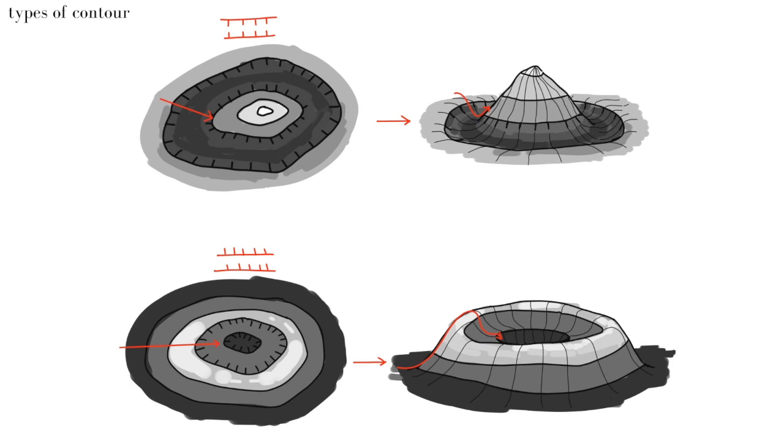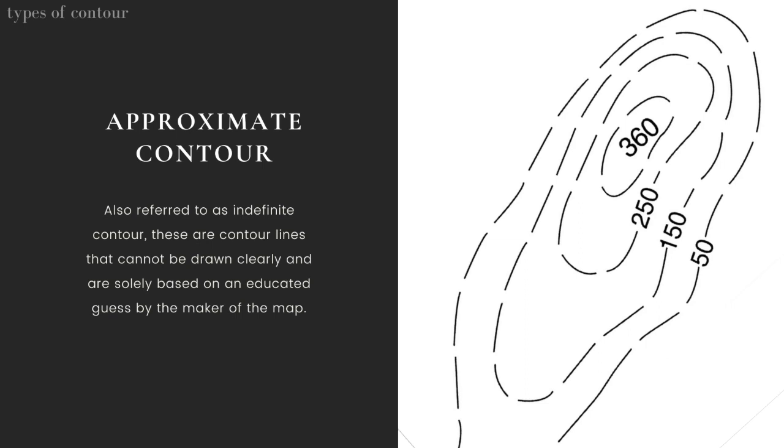For the last type of contour, it is called the approximate contour, and it is also referred to as the indefinite contour. These are contour lines that cannot be drawn clearly because of limitations in the study, and they are solely based on an educated guess by the maker of the map.